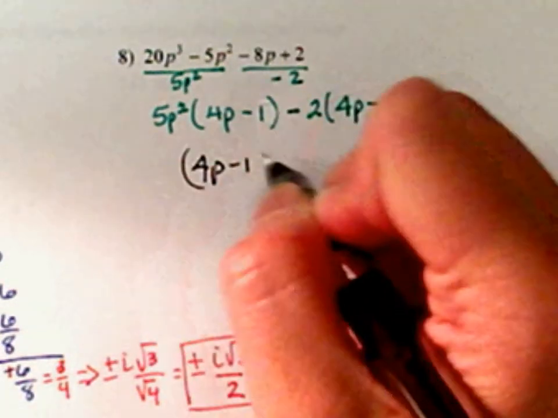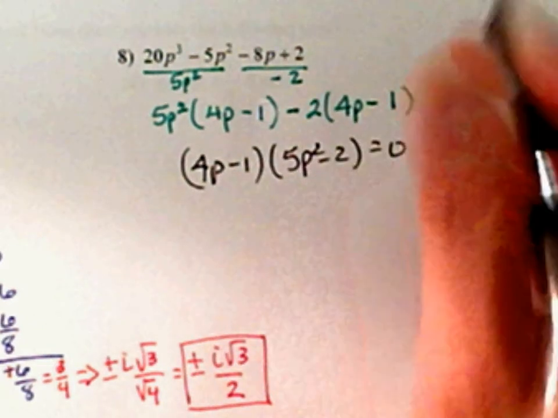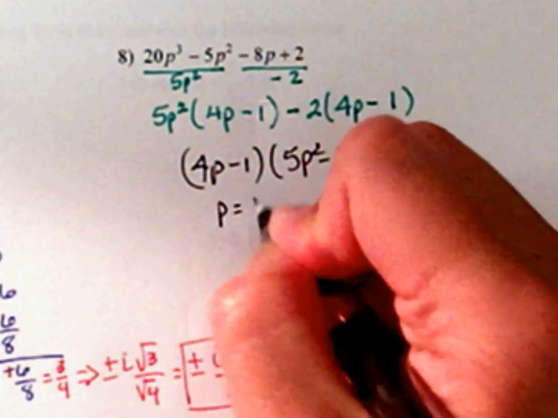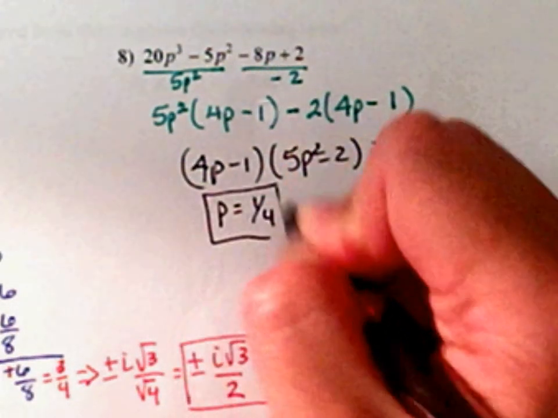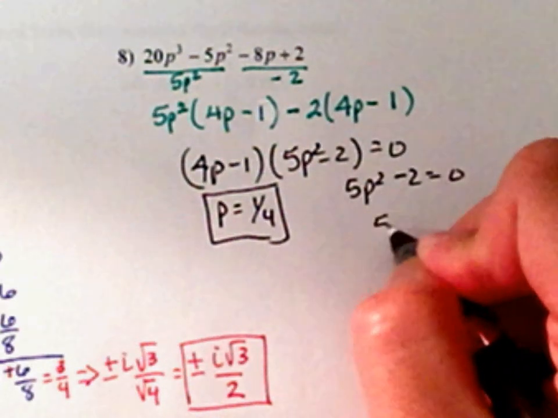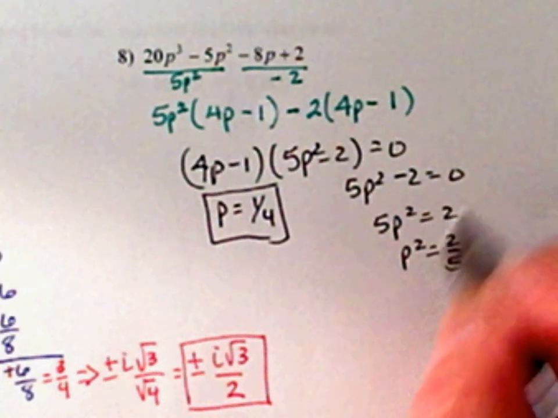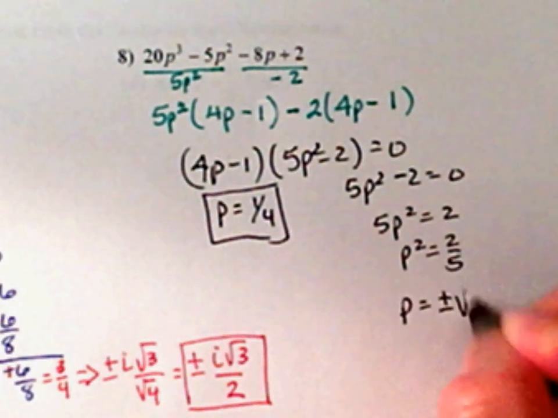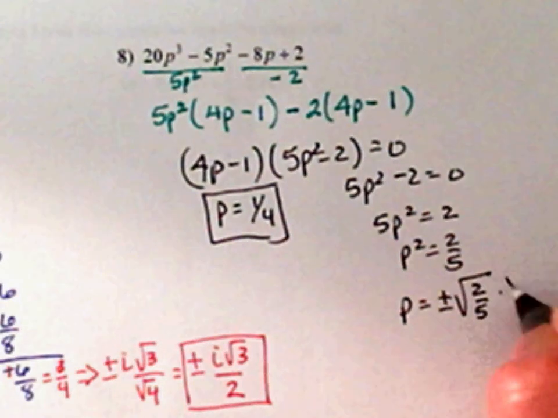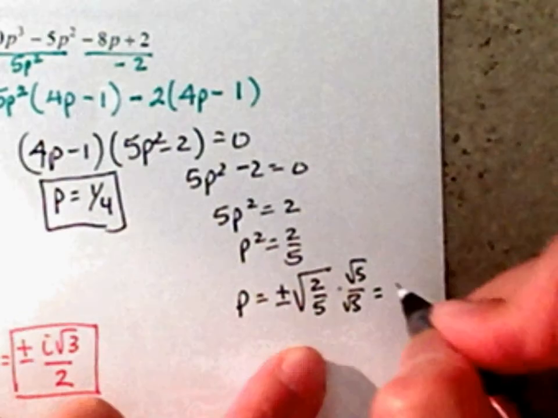Okay? And then I have the other 2. Set that equal to 0. And let's go ahead and solve. So p here is equal to 1/4. There's one of my solutions. The other one, set that equal to 0. Add 2. Divide by 5. Take a square root. So plus or minus square root of 2 over 5. Rationalize. That comes out to be plus or minus square root of 10 over 5. And there's your other solution. Okay? And that's number 8.